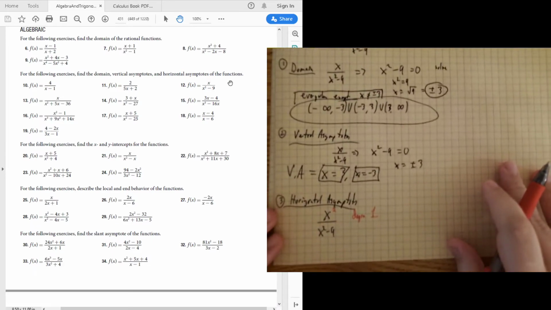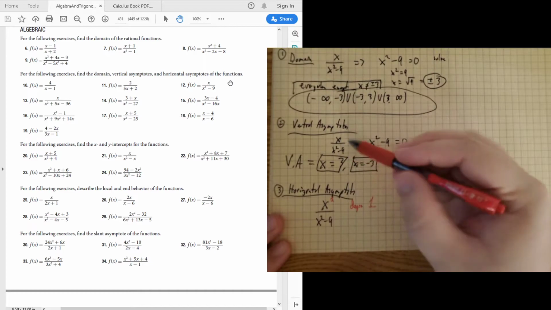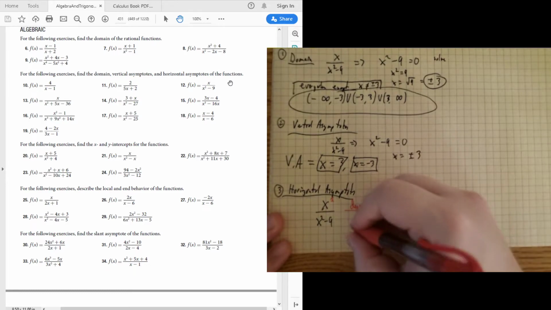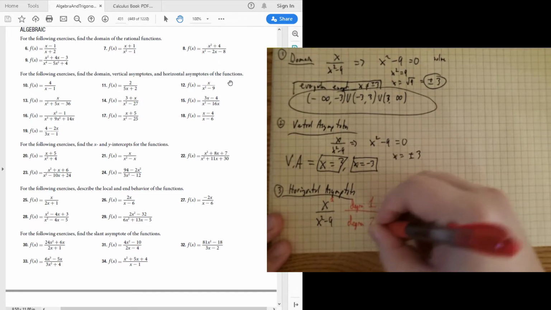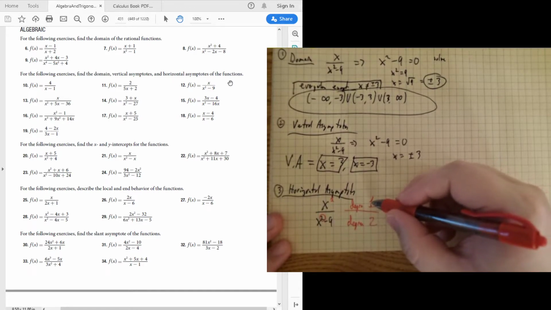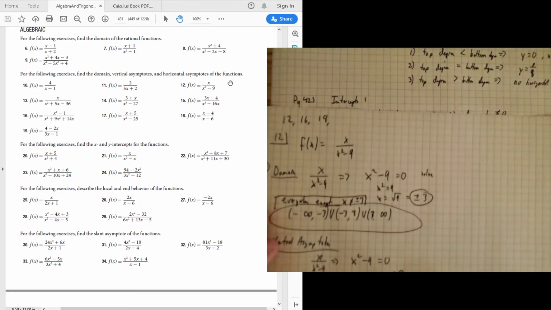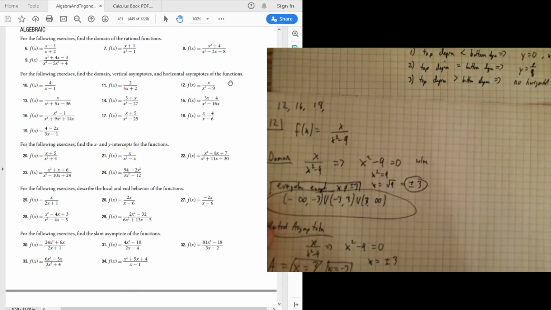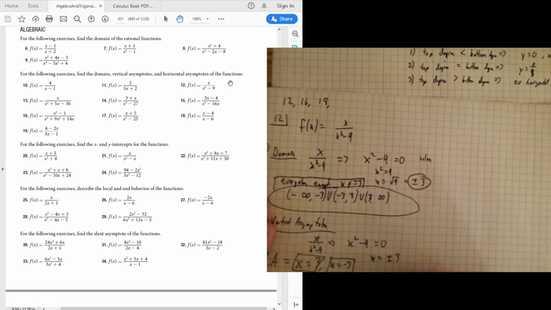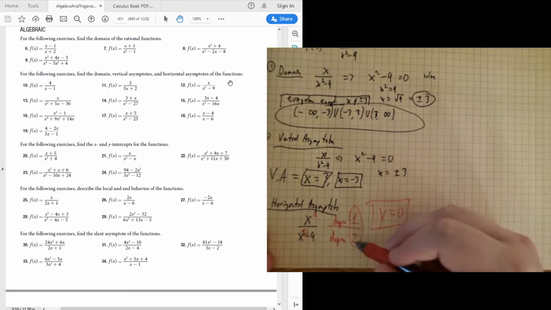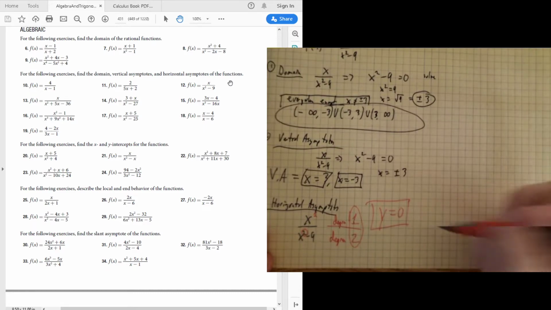So we have x over x squared minus 9. We have x, it has a degree of 1, over the bottom has a degree of 2. Remember, the power tells you the degree. So notice that in this example, the top is less than the bottom. I go to my list. If the top is less than the bottom, my horizontal asymptote is at y equals 0. Simple as that. So if the top degree is less than the bottom degree, then that's y equals 0.